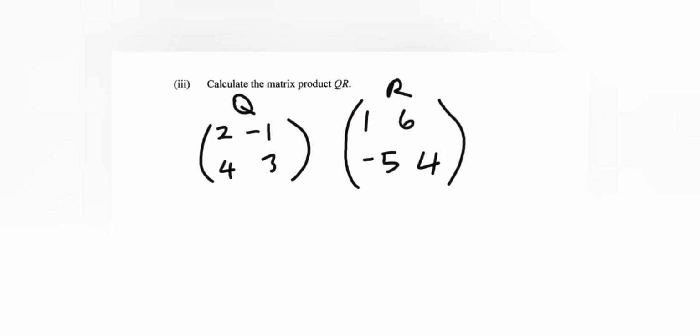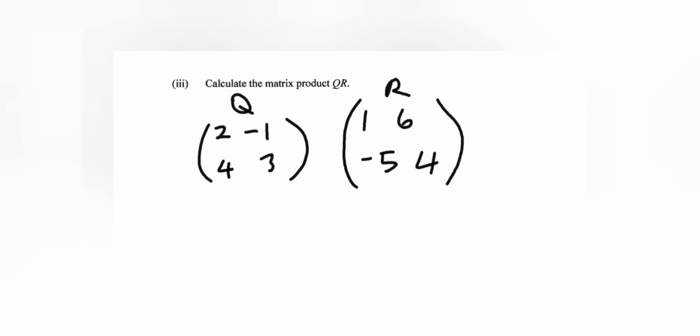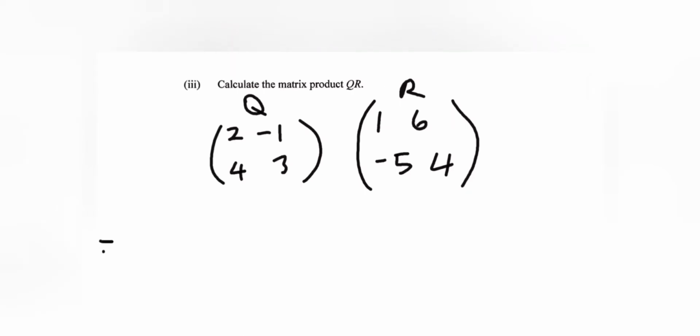We're looking at question 10a, part III. It is asking us to calculate the matrix product QR. So we have to write down these matrices in the same order. We're going to write Q first and then R afterward. Then we're going to multiply the rows of Q with the columns in R. So we're going to have 2 times 1 plus negative 1 times negative 5.